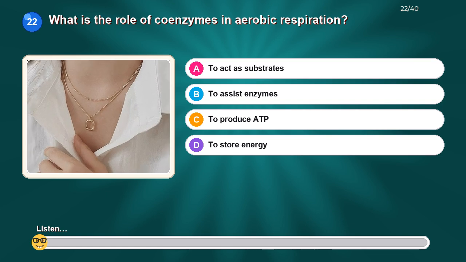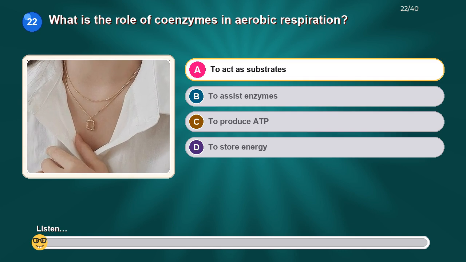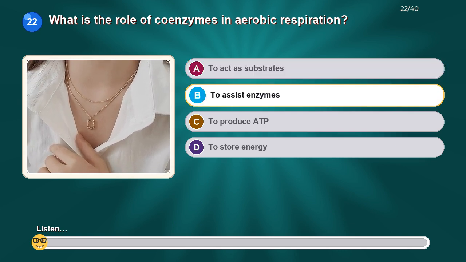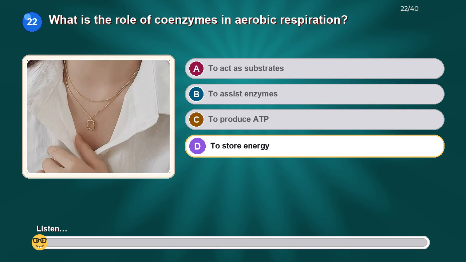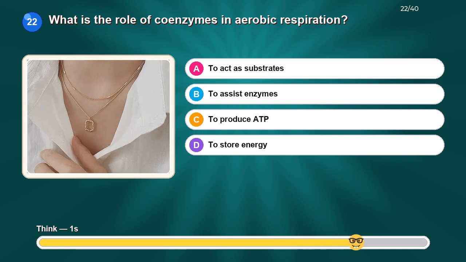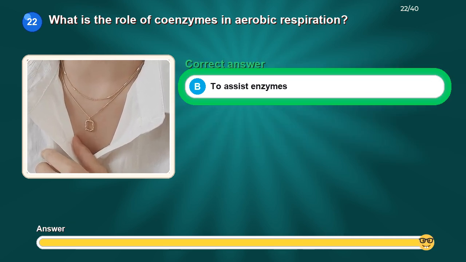What is the role of coenzymes in aerobic respiration? Option A, to act as substrates. Option B, to assist enzymes. Option C, to produce ATP. Option D, to store energy. The correct answer is to assist enzymes.